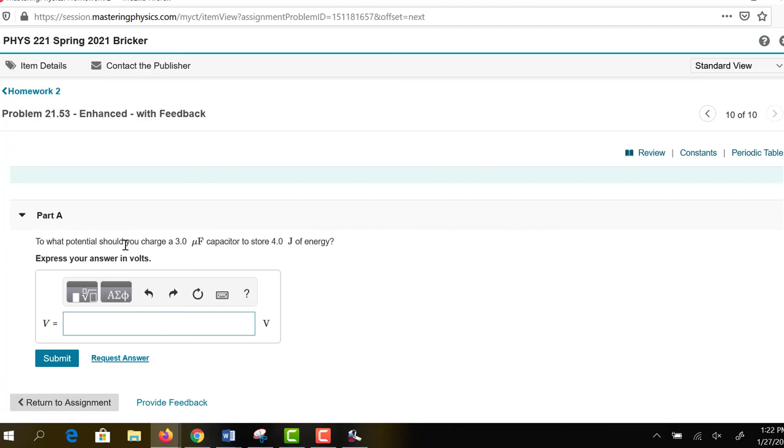To what potential, or in other words, what voltage should a 3 microfarad capacitor have? When you see that, you know that's the capacitance, 3 times 10 to the minus 6 farads. So what voltage should we have if we want to store 4 joules of energy? So that's the energy in the capacitor.